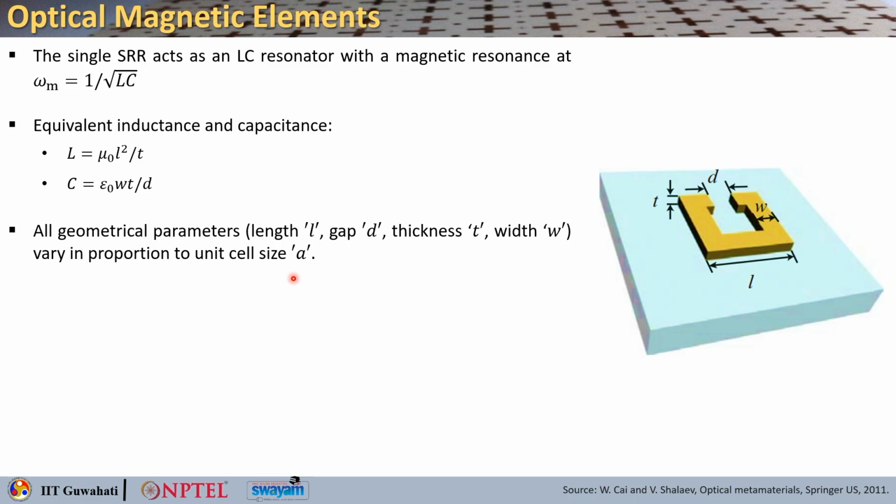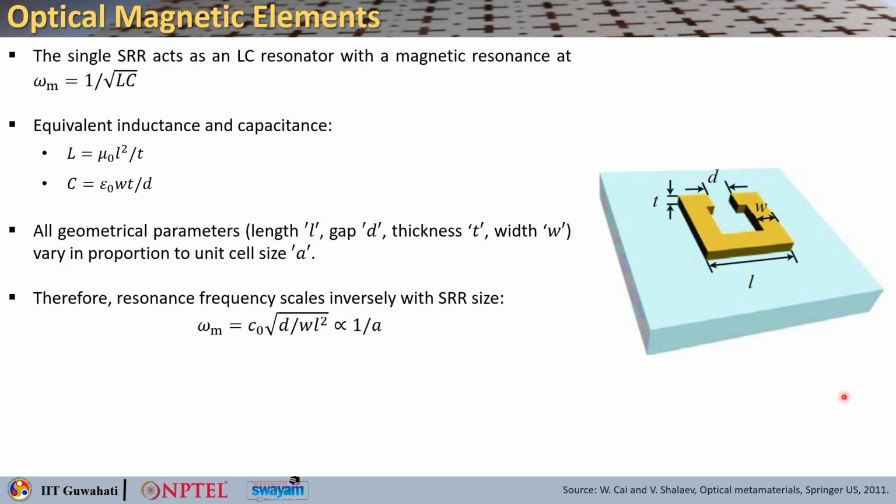Now, here we will do one thing, we will use A to denote the unit cell size of the single SRR, and this A will also serve as a scaling factor, right, because all the geometrical parameters such as length, gap, thickness and width will also vary in proportion to the unit cell size. Okay. So, if you consider this as your unit cell, everything will scale down with your unit cell size A.